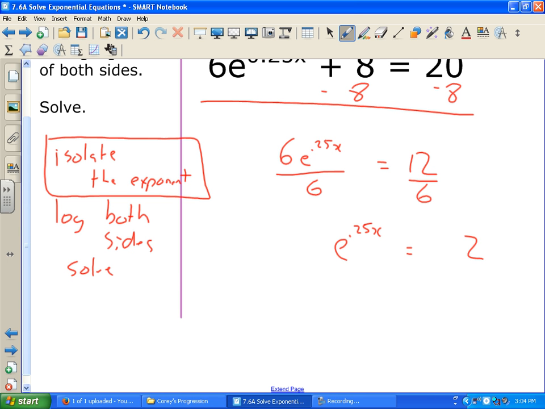Log both sides. I need to get rid of a base e. How in the world will I get rid of a base e? This is where you say log e, and I'd say, right, we need to take the log base e of both sides. But we don't call it the log base e, we call it the natural log. So I will take the natural log of both sides of this equation. There's my identity: the natural log of e is 1. So that gives me 0.25x equals the natural log of 2. I've now logged both sides.